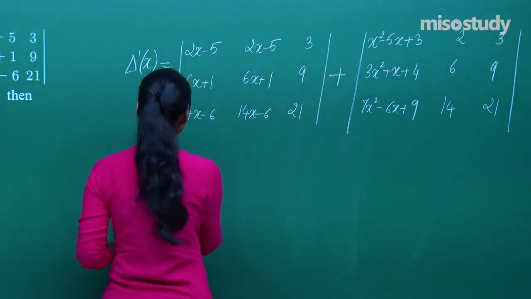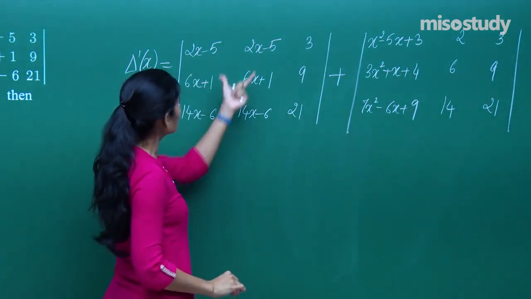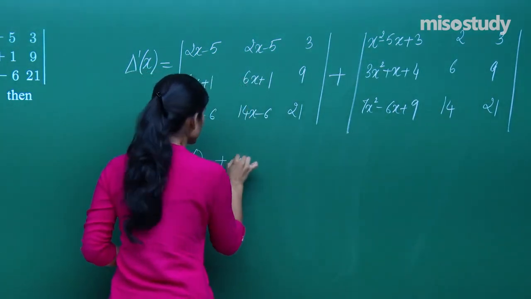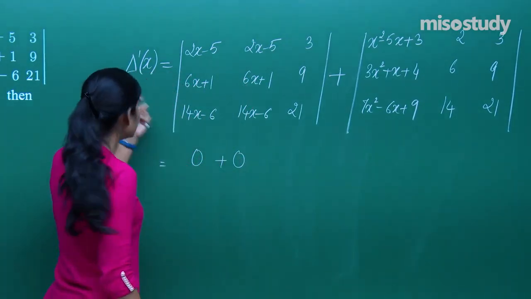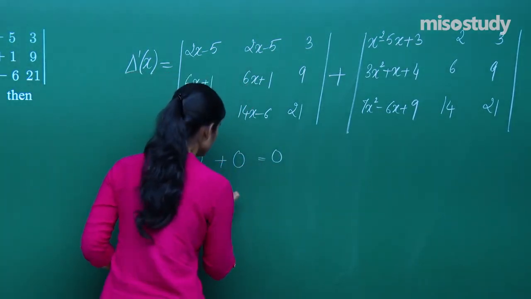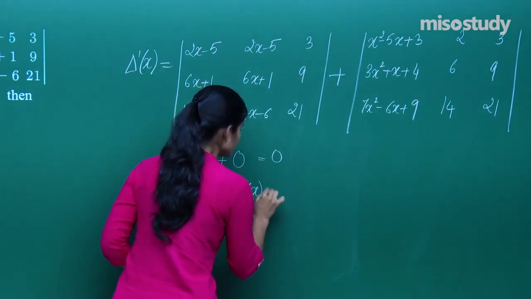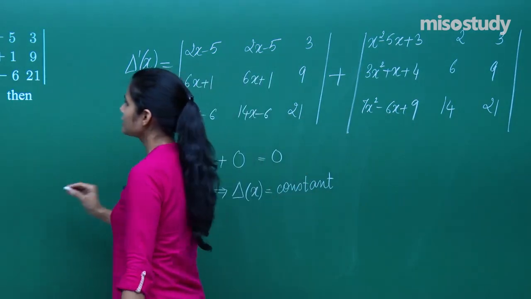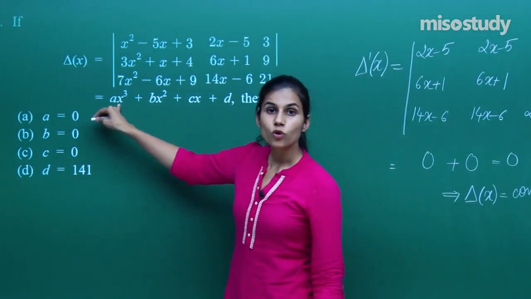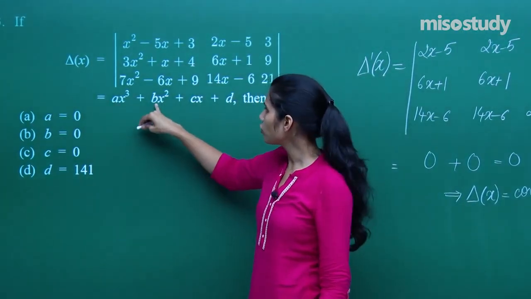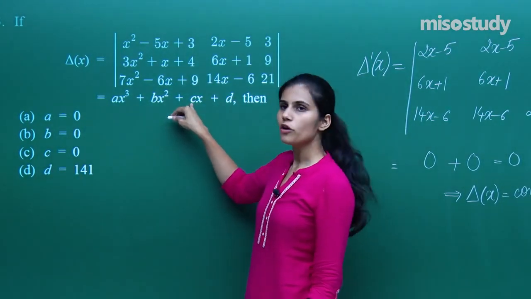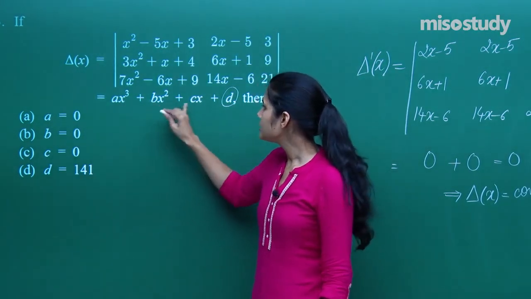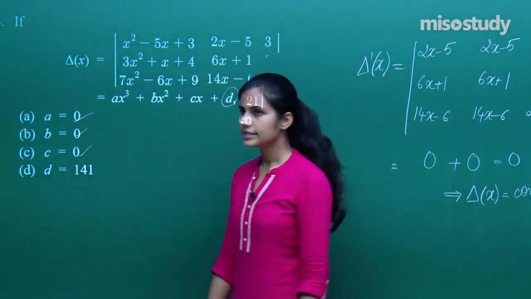Okay. Very easily you can see over here these two columns are same. The value of the determinant is 0. In fact, this determinant is also 0. So you are getting delta dash is actually equal to 0, which means delta is a constant. If delta is a constant, that means there is no non-zero coefficient of x cube, no non-zero coefficient of x square, no non-zero coefficient of x, only this constant term is present. That means A is 0, B is 0 and C is 0.